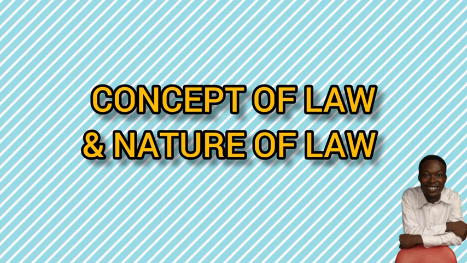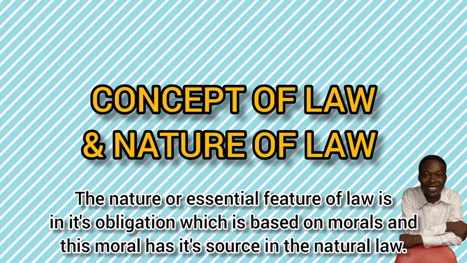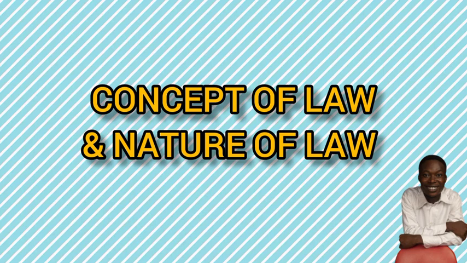So now, what is the essential feature of law? The essential feature of law therefore is the obligation in laws. This obligation has a moral nature, and this moral nature is derived from the natural law. Now let me explain. There is no law without an obligation, and every law has an obligation to act rightly and avoid what is wrong. That is a moral nature.